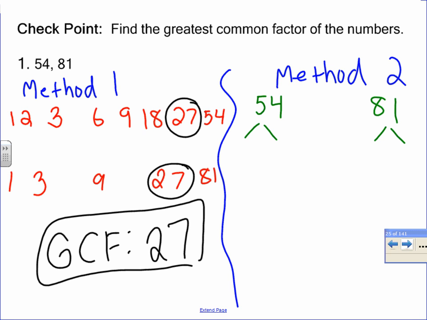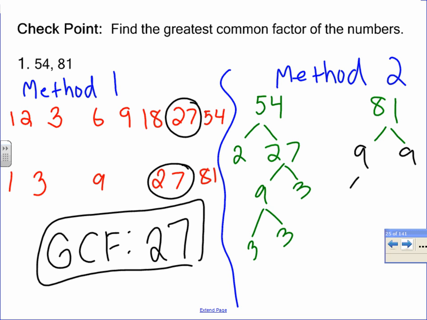What do we want to break 54 into? Justin? Zach, what do we want to change 27 to? Adam, break 9 down into? Okay. 81, Charles, what do you want to start that with? 9 and 9.